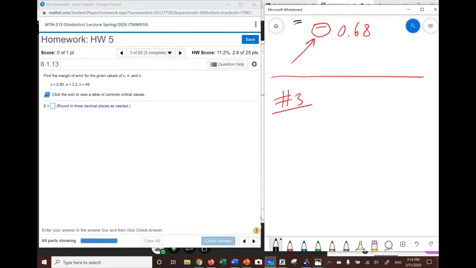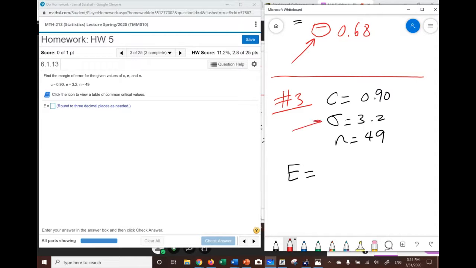Now, for number 3, if we look at it carefully, we are given C, which is equal to 0.90. We are given sigma, which is equal to 3.2. We're given n equal to 49. And in this problem, they want us to calculate the error, or the margin of error. We know the margin of error by definition is equal to, remember, because sigma is given, and notice that because sigma is given, we always use Z. So it's going to be Z critical times sigma over the square root of n. We know what sigma is and we know what n is. The only thing missing in this case is the Z critical.